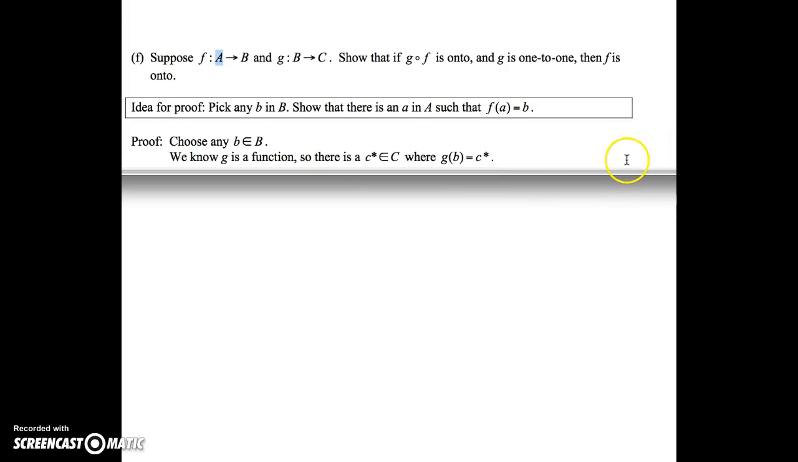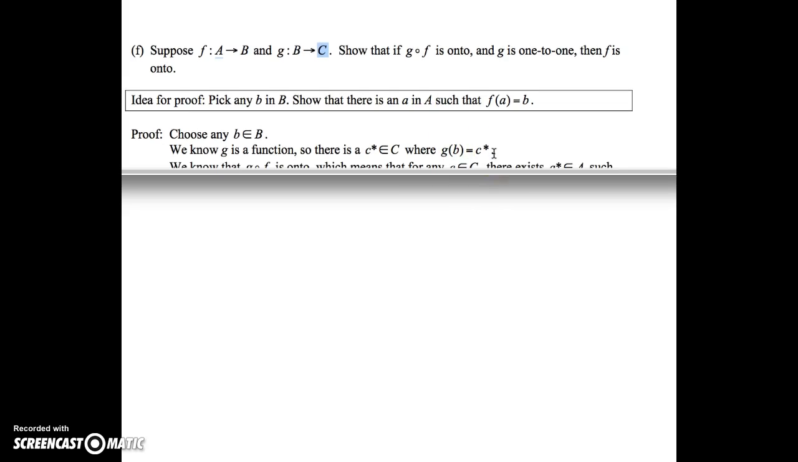Now we know that G is a function, and so there's a C star in C where G of B equals C star. So that little b that we chose is also in the domain of G. That means it's going to map to some specific element over here in C, because G is a function.